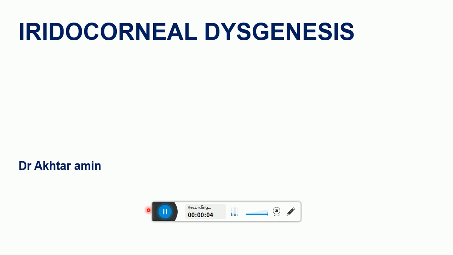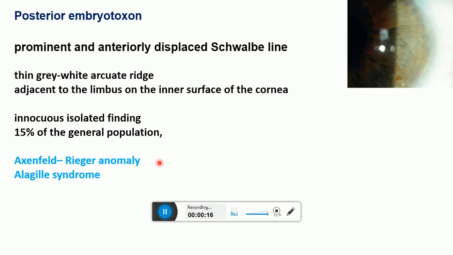Iridocorneal dysgenesis consists of posterior embryotoxin, Axenfeld-Rieger syndrome, Peters anomaly, and aniridia. So the first one is posterior embryotoxin. It refers to a prominent and anteriorly displaced Schwalbe line.